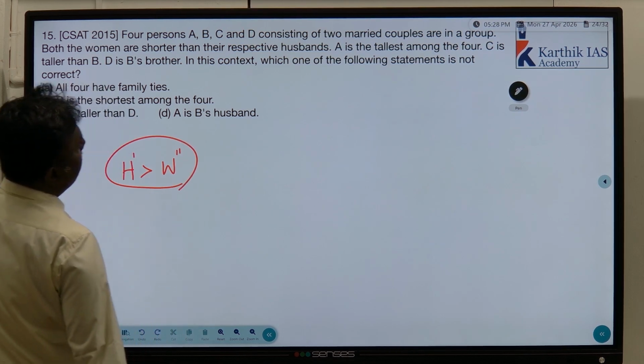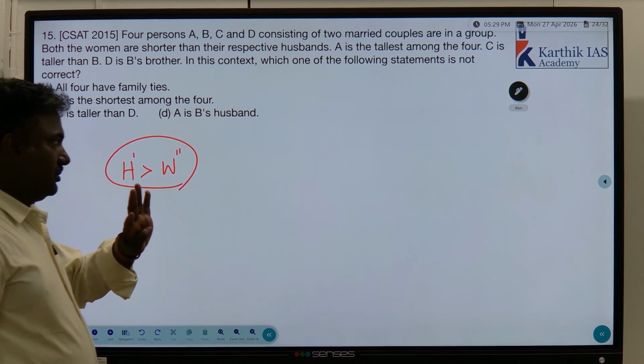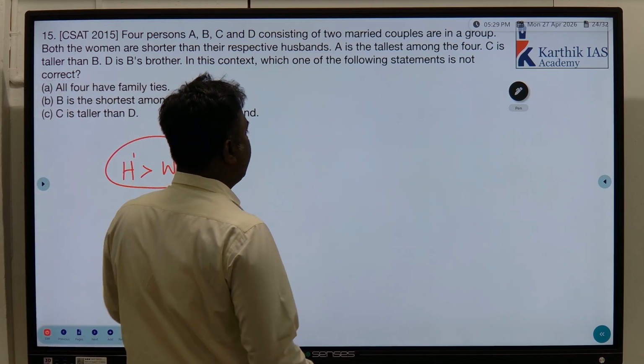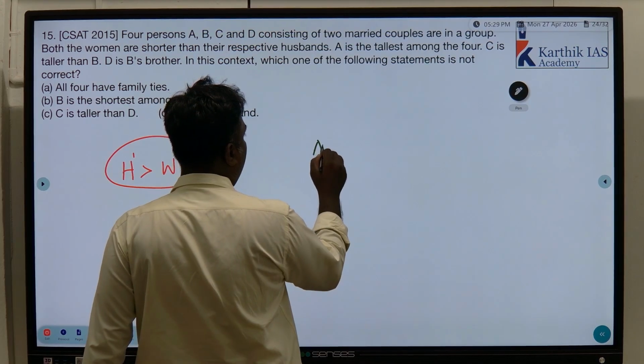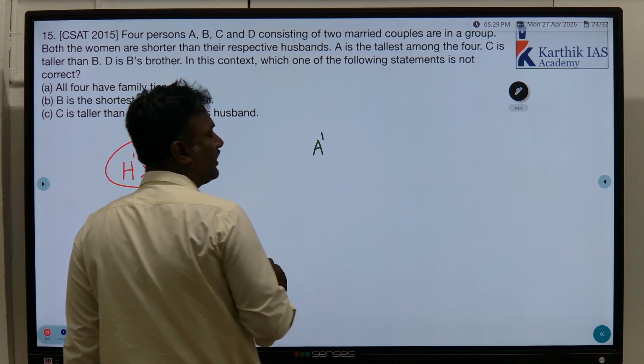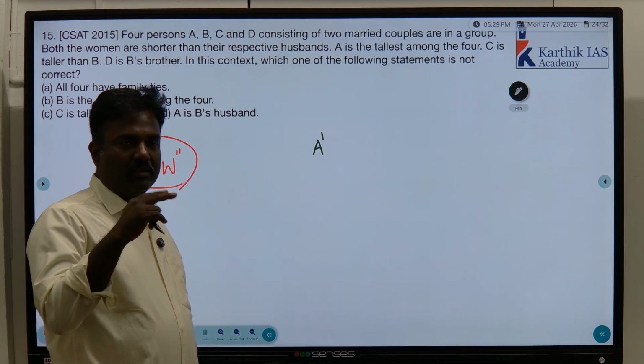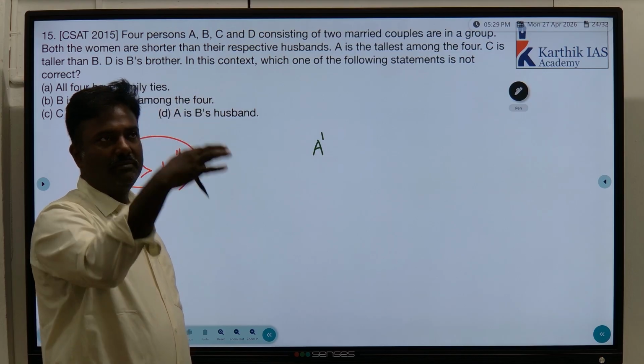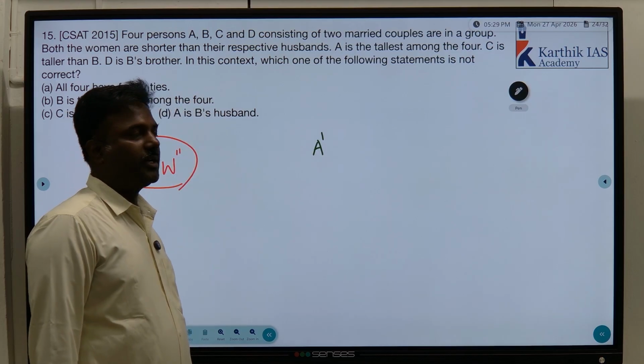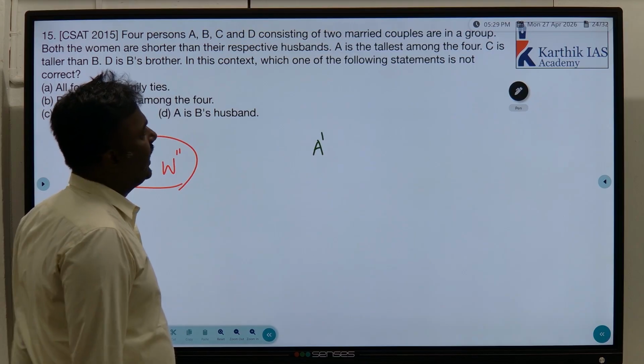Okay. A is the tallest among the 4. So there are only 4 people. A is tallest among the 4 means obviously A should be a male. Correct? Why? Because if A is a female, then she can't be the wife of some other person, right? Who is shorter as per this statement? So A is a male.